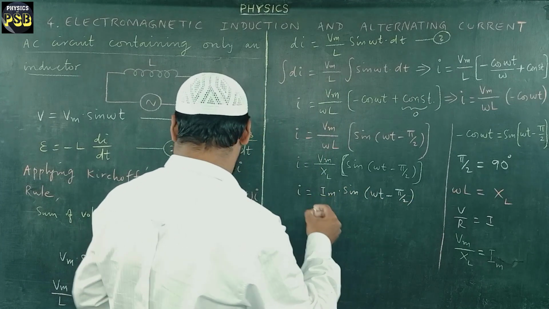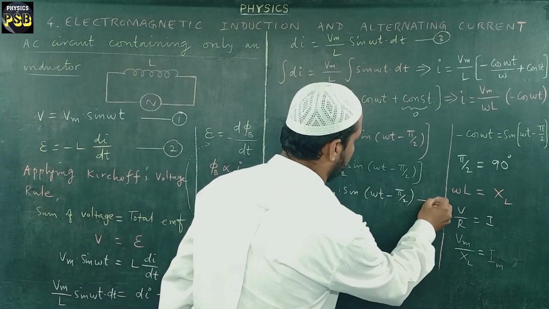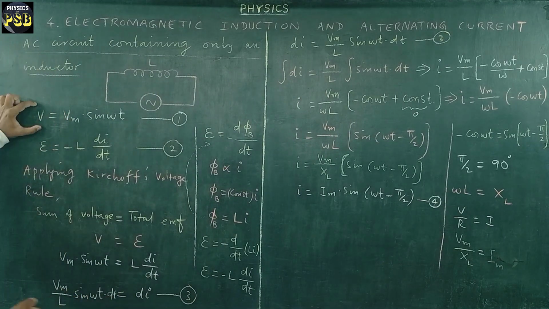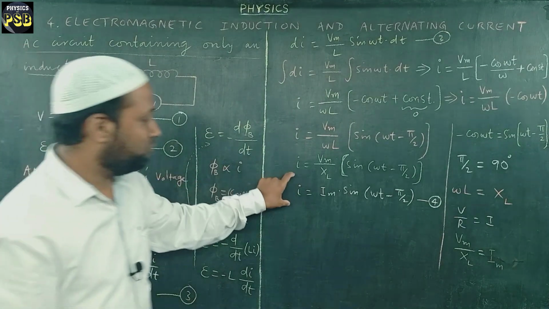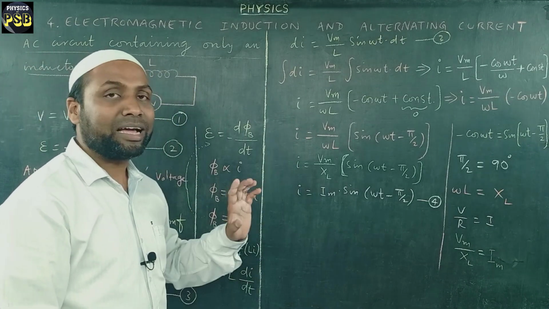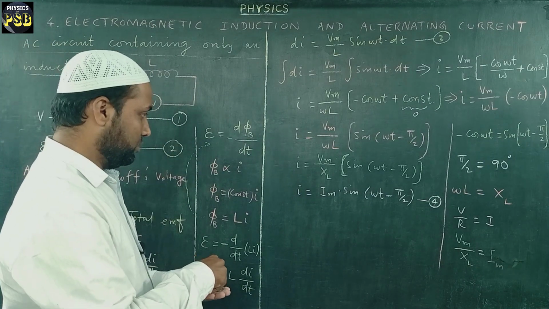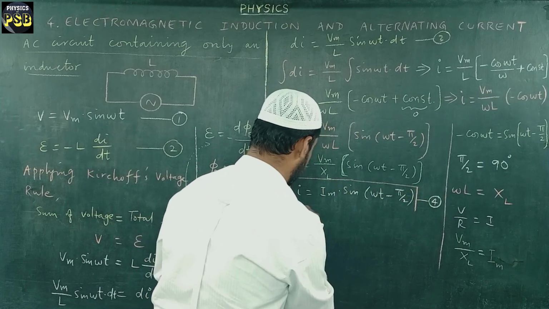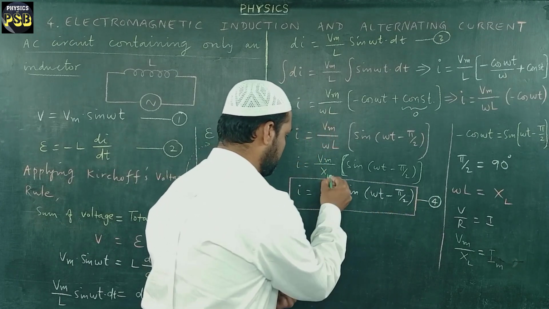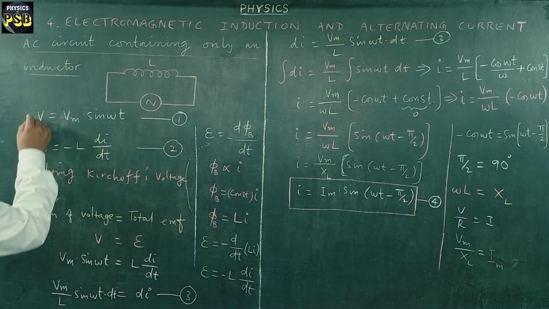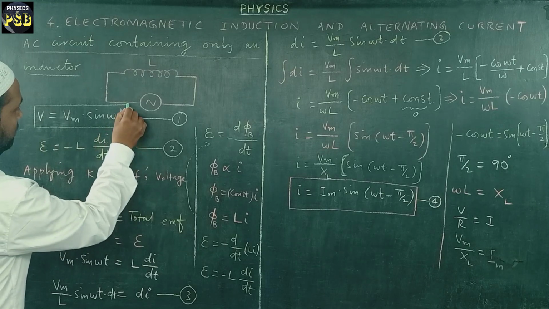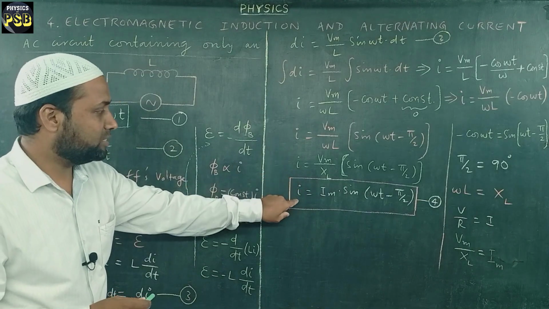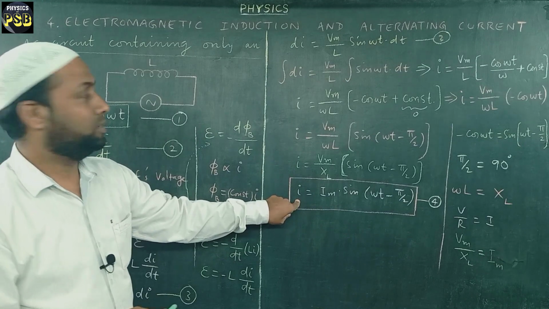Clear? I take this one as equation number 4. Here, equation number 1 provides us the instantaneous value of alternating voltage, and equation number 4 provides us the instantaneous value of alternating current in the circuit. So, for better visibility, I am going to box this. I boxed this. Take this in. I'll do the same thing to this one as well. The two important equations: one provides the instantaneous value of voltage in the circuit, and this equation provides the instantaneous value of alternating current in the circuit.